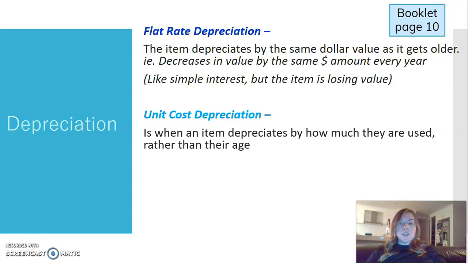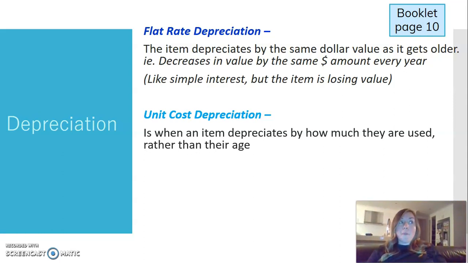The next type is unit cost depreciation. Instead of losing value over time, unit cost depreciation calculates depreciation based on how often something's being used. So rather than saying every year my car's losing $5,000 in value, I might instead say it's going to lose, say, 20 cents per kilometre that I drive it. Or I might say the frying pan is losing 10 cents in value every time I use that frying pan. It's based on how often you are using something.